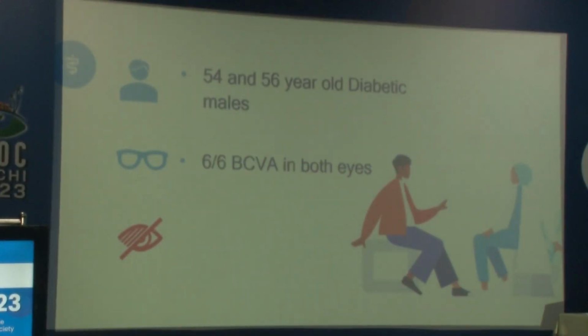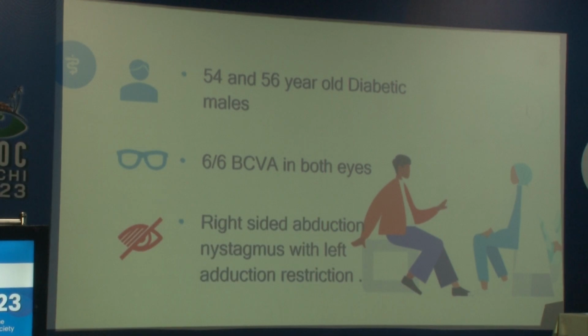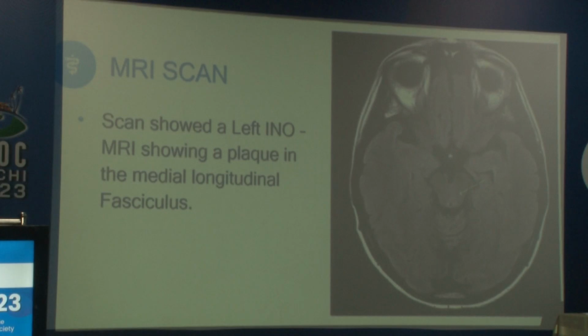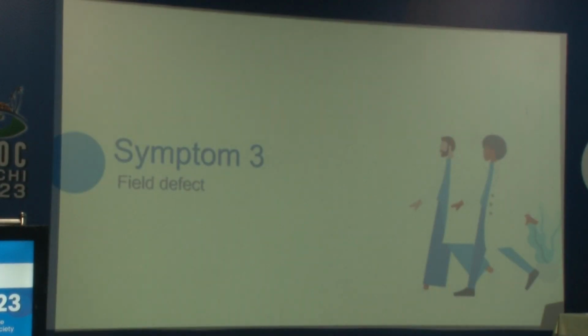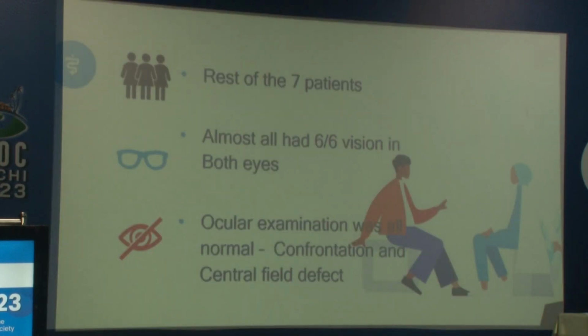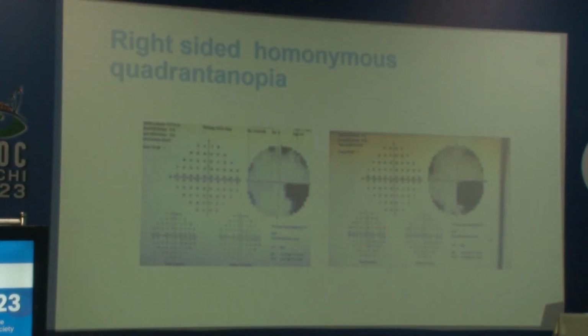Symptom 2 is diplopia. We had 2 cases, 54- and 56-year-old diabetic males with 6/6 vision in both eyes. They both had right-sided abduction nystagmus and left adduction restriction, and the MRI scan showed a plaque in the MLF. Symptom 3 was field defects. We had 7 cases. Almost all had 6/6 vision in both eyes, and ocular examination was all normal, apart from the confrontation and the central field defects, which picked up the one-sided field defects.